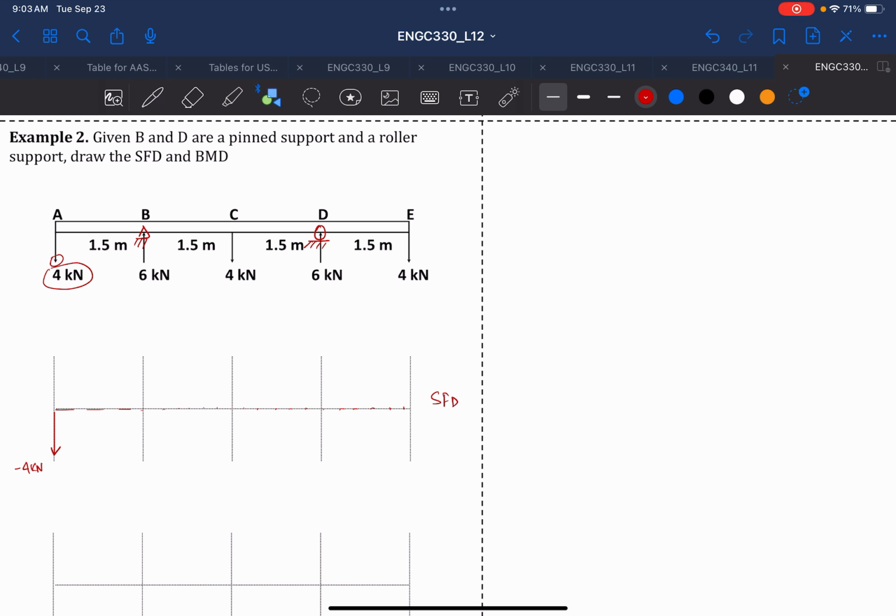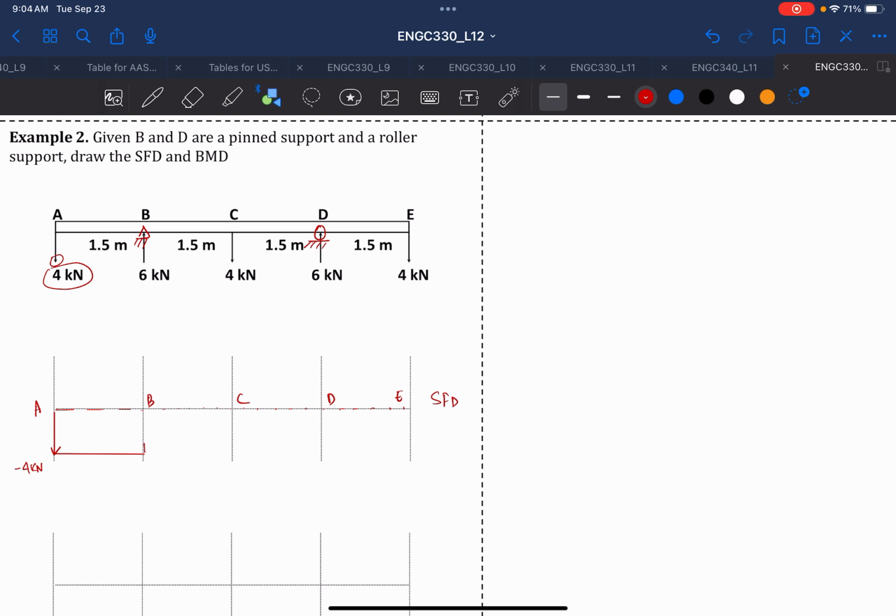From A to B, we know that this is point A, B, C, D, E, and it's given that from A to B there's no load. If there's no load, we know that the slope of the shear force is equal to the load intensity, so the slope of the shear force will be zero, and that means it's going to be a straight line from A to B. Then at point B, there is a support reaction of 6 kilonewton pointing upward, so we'll just follow exactly the same.